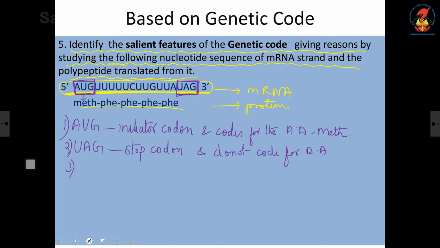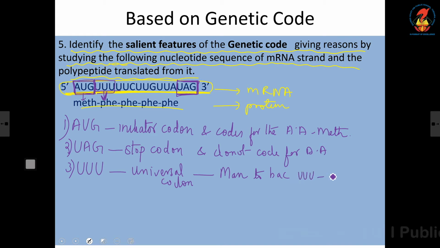So, you got the feature. Third, you can recognize a lot of U's, and you see what these U's are. Triple U coding for phenylalanine, and that should strike you: U is a universal codon. What's the meaning of universal codon? Right from man, who's very complicated, to bacteria with a simple body design, has UUU coding for phenylalanine. So, you got that feature also.